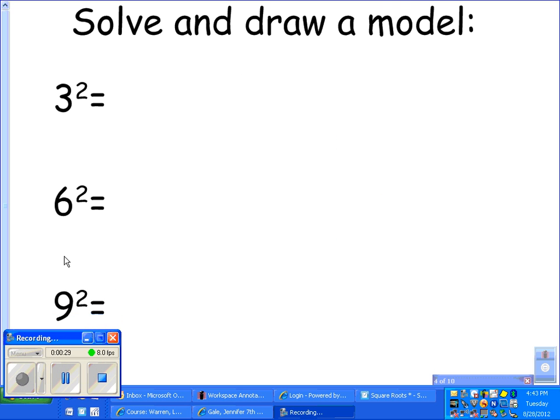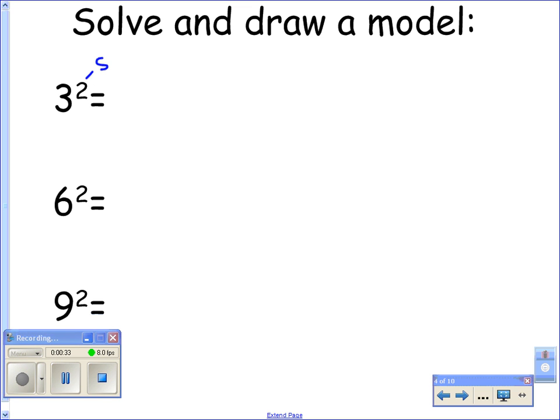Another way to read 3 to the second power is 3 squared. We know that 3 to the second power, from our exponents lesson yesterday, is 3 times 3. So it's just 3 times itself. 3 times 3 is 9.